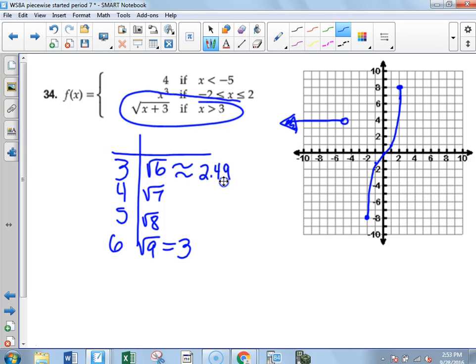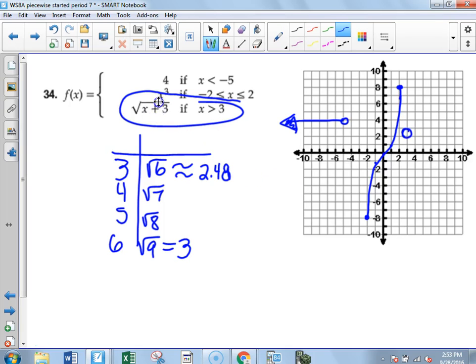Is that right? 2.48? Nobody's got the calculator up. Yeah, 2.48, 2.49. Okay, so we're supposed to have an open circle. I would never give you this problem because there's no way to tell if you accurately did it. Go over 3 and up 2.5 and put some kind of giant open circle.